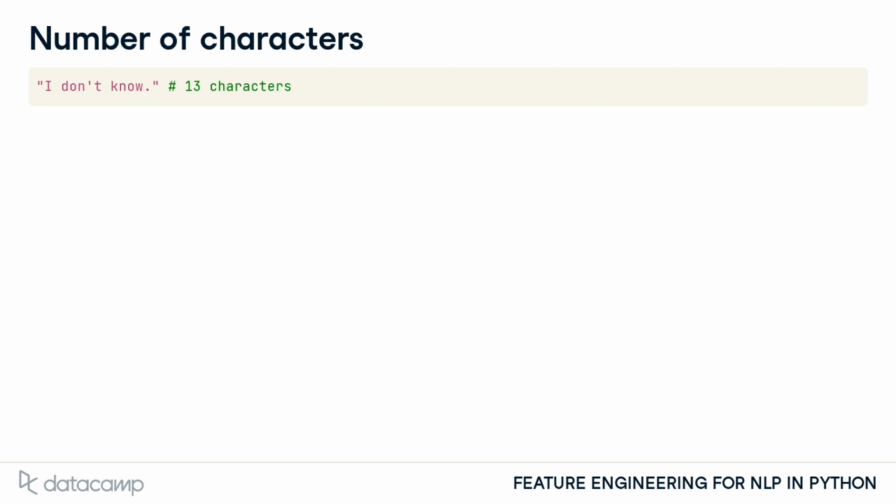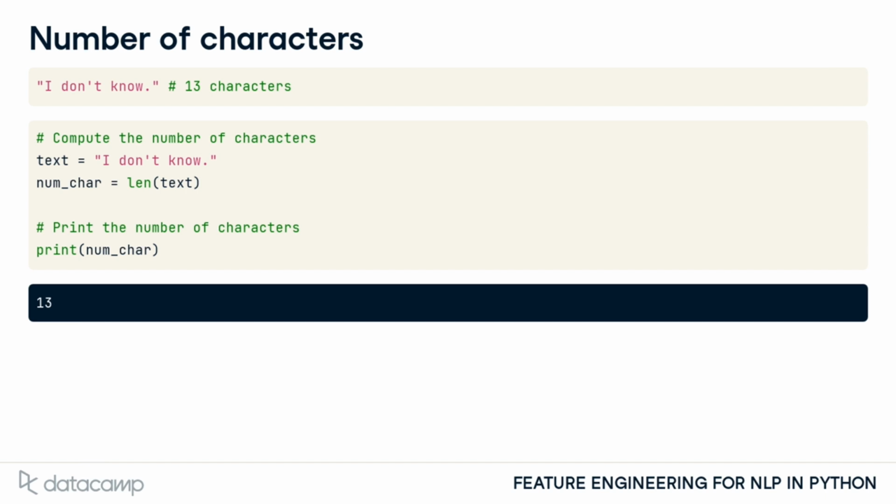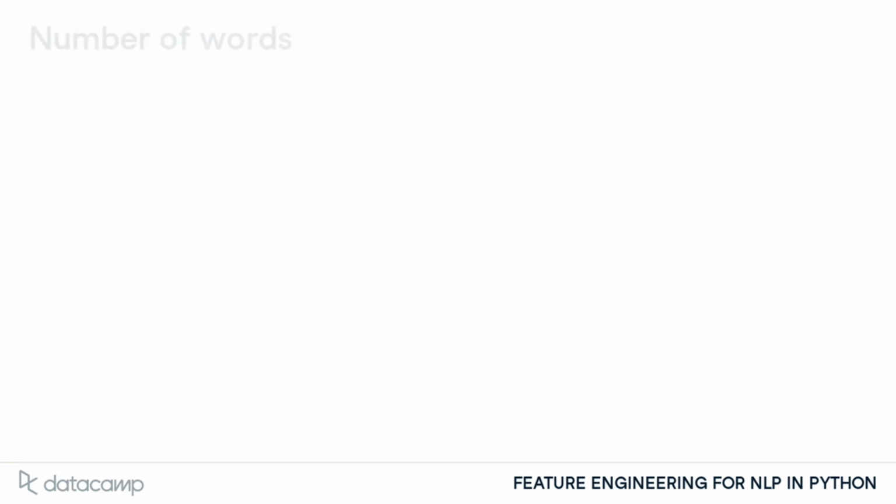The number of characters is the length of the string. Python gives us a built-in len function which returns the length of the string passed into it. The output will be 13 here too. If our data frame df has a textual feature, say review, we can compute the number of characters for each review and store it as a new feature, numchars, by using the pandas data frame apply method. This is done by creating df['numchars'] and assigning it to df['review'].apply(len).